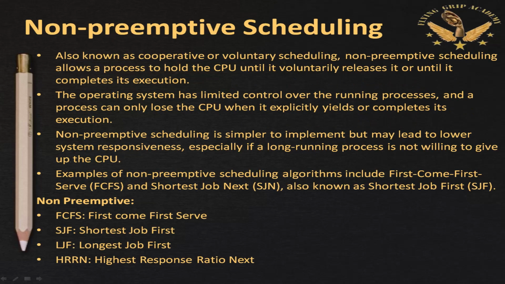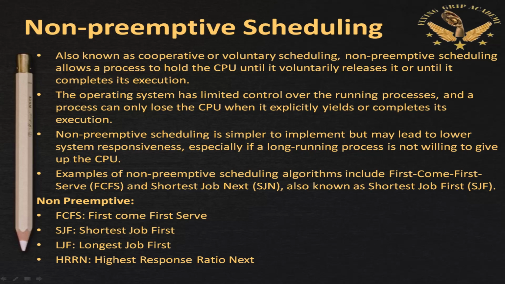Non-preemptive scheduling is also known as cooperative or voluntary scheduling. It allows a process to hold the CPU until it voluntarily releases it or completes its execution. The operating system has limited control over the running process, and a process can only lose the CPU when it explicitly yields or completes its execution. It is simpler to implement but may lead to lower system responsiveness, especially if a long running process is not willing to give up the CPU, so then the problem arises.